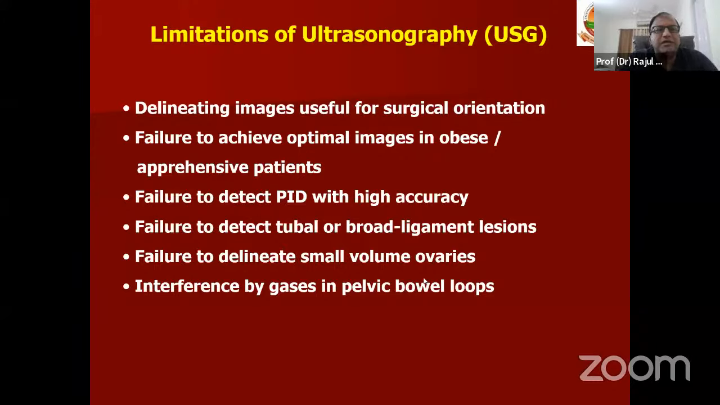The major limitations are it will not be able to delineate the images in the form of surgical orientation, which is very important while the surgeons are planning some procedure. It fails to achieve optimal images in obese and very apprehensive patients. Failure to detect PID with high accuracy is often a limitation with ultrasonography. Failure to detect tubal and broad ligament lesions is also a limitation, and it often fails to delineate small volume ovaries for which we may require MRI, and often there is interference by gas in the pelvic bowel loops.